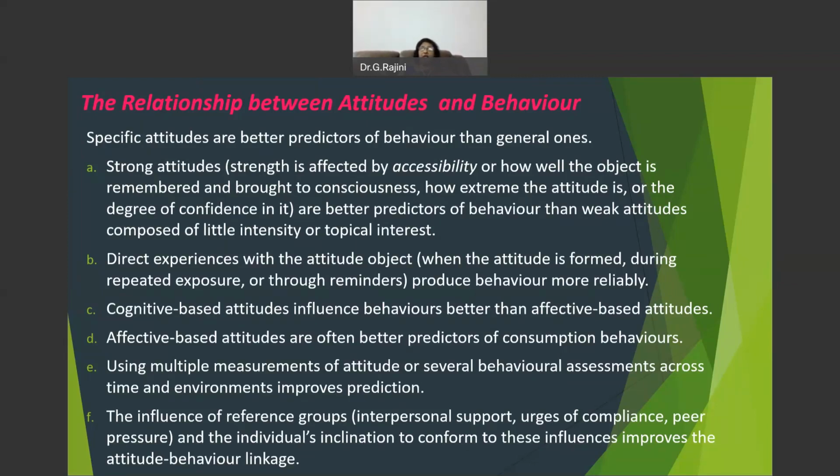So you can actually come out with brand recall and all. That's how you measure the strong attitude. Then direct experiences with the attitude object, when the attitude is formed during repeated exposure or through reminders, produce behavior more reliably. The cognitive based attitudes influence behavior better than affective based attitudes actually. Affective based attitudes are often better predictors of consumption behaviors. Using multiple measurements of attitude or several behavioral assessments across time and environment improves the prediction.